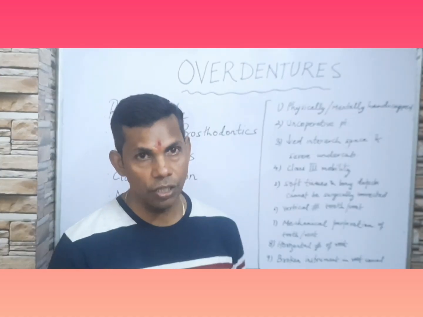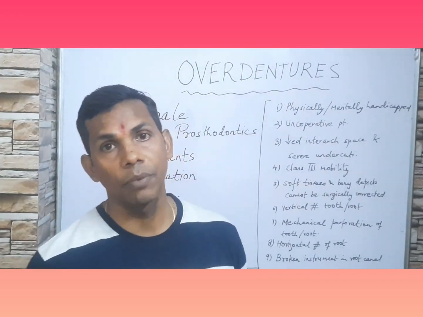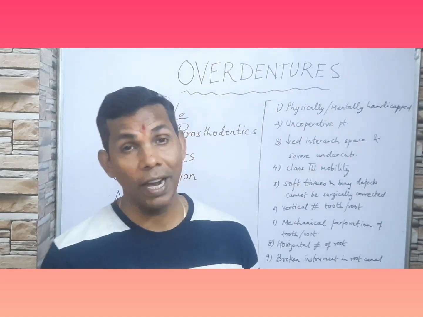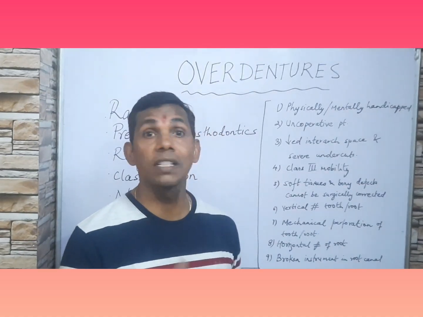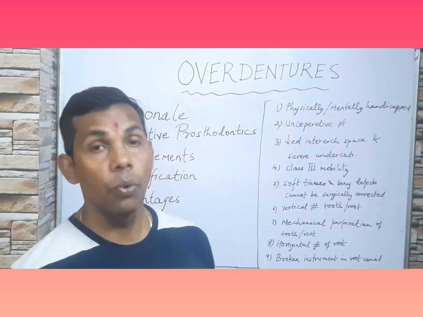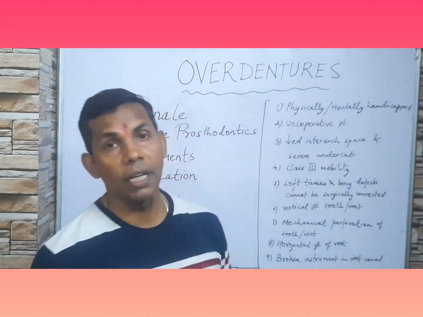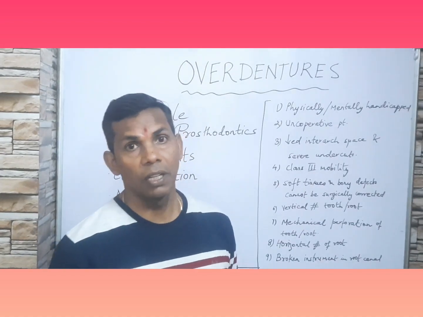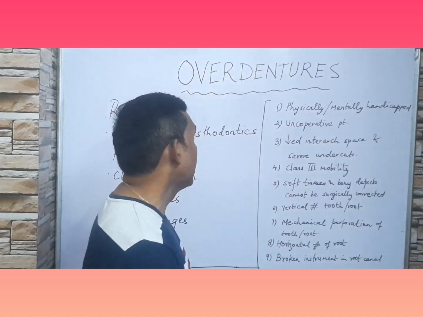Contraindications in an overdenture is in a patient who is physically or mentally handicapped or challenged. So in those cases, you have to make sure that you provide some kind of a fixed prosthesis rather than a removable prosthesis, which is difficult for the patient to handle and maintain. Secondly, an uncooperative and unmotivated patient. It's better to do a treatment which suits them.